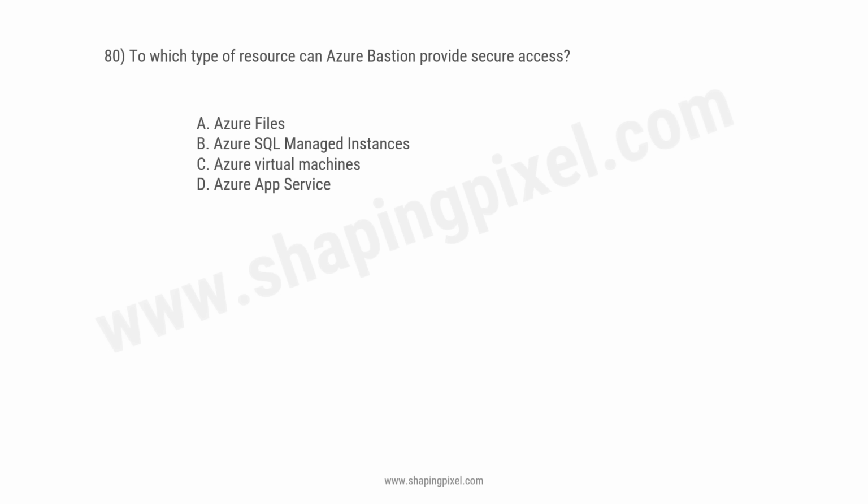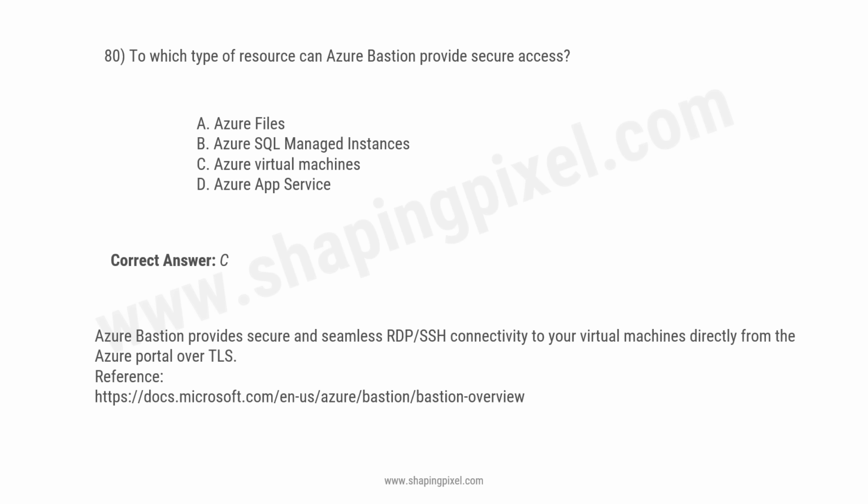Question number 80. To which type of resource can Azure Bastion provide secure access? And we have the following four options: Azure Files, Azure SQL Managed Instances, Azure Virtual Machines, Azure App Service. So the right answer here is option C, Azure Virtual Machines. Azure Bastion provides secure and seamless RDP/SSH connectivity to your virtual machines directly from the Azure portal over TLS.